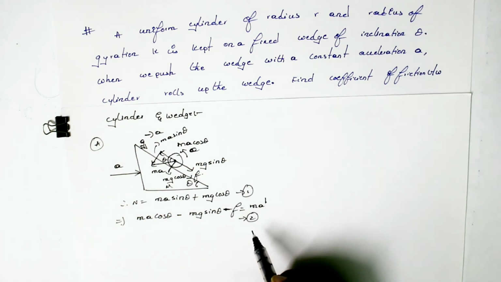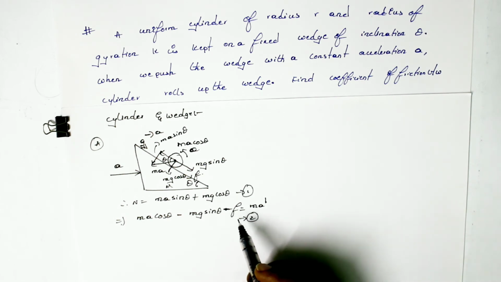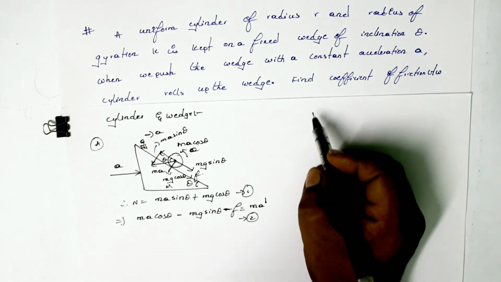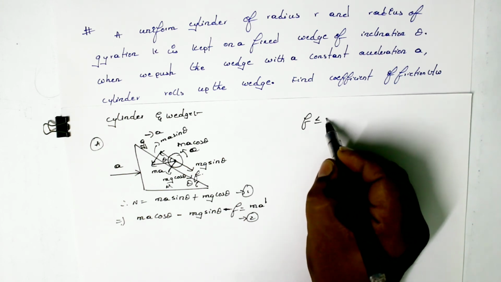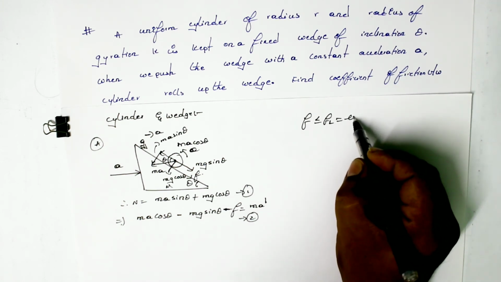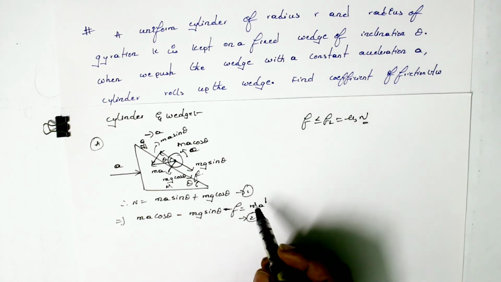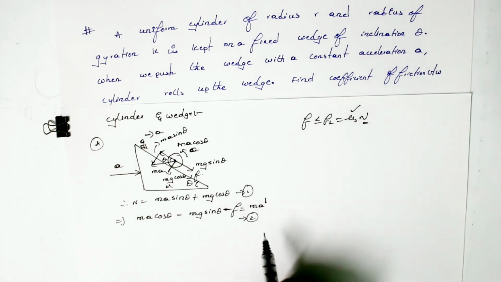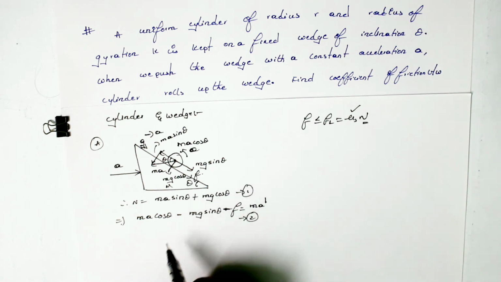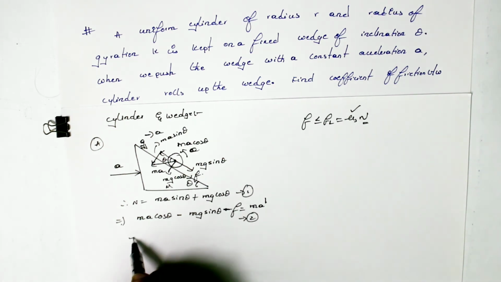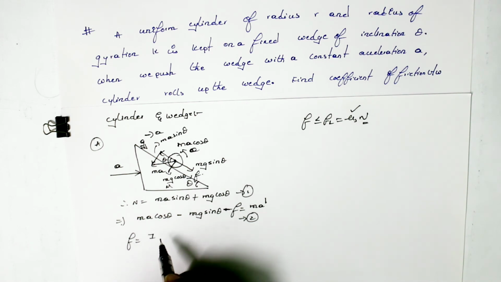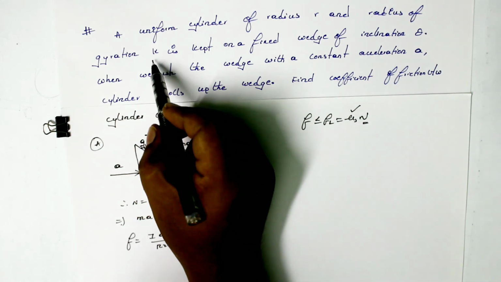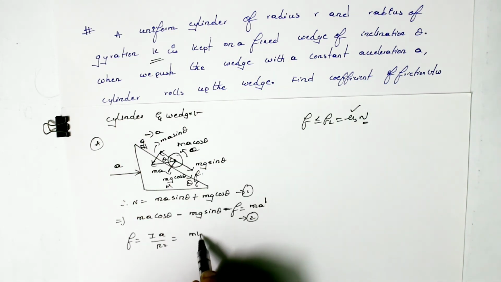Now I want to calculate friction, because for a body to roll, the friction should be less than or equal to the limiting friction, which is equal to mu s into N. The N value we have already calculated. Now if I calculate the F value and substitute it in this equation, then I will get the required mu s value. For a body to roll, we have already studied that the amount of friction F is equal to I a divided by r square. In this condition we have to solve in terms of radius of gyration, so it is m k square into a divided by r square.